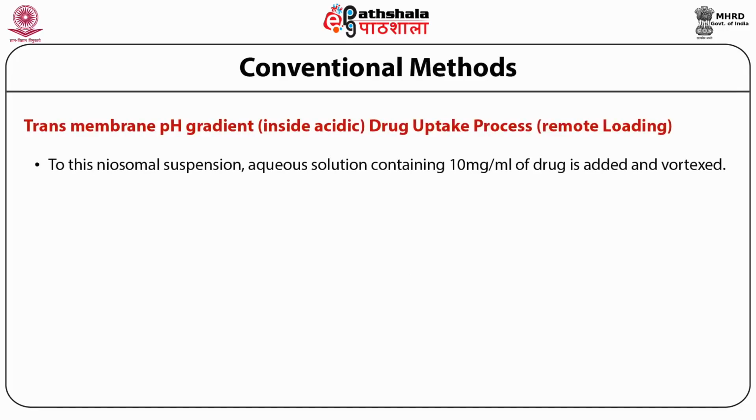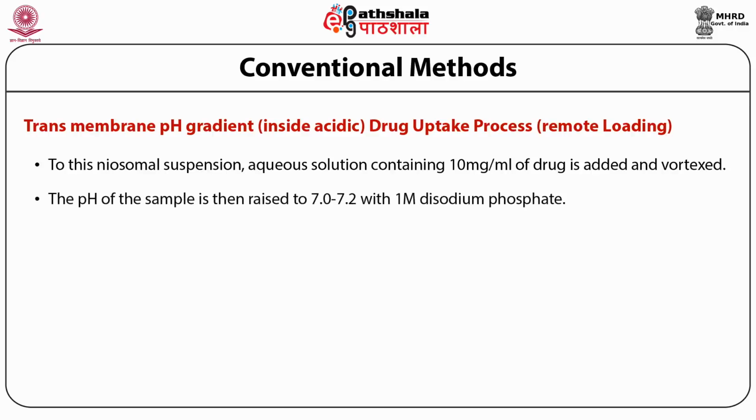The niosome suspension is obtained after adding the aqueous solution containing 10 mg per ml of drug. The pH of the sample is then raised to 7 to 7.2 with 1 molar disodium phosphate. The mixture is then heated at 60 degrees centigrade.